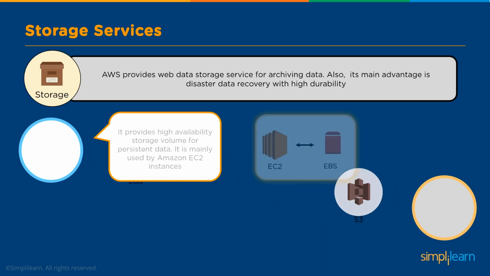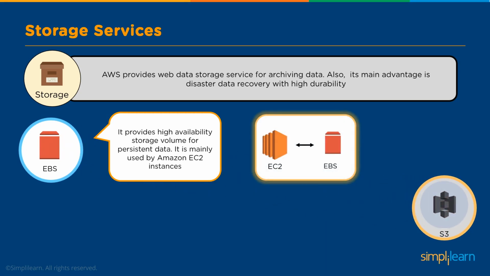Then comes EBS, which is Elastic Block Storage. Now you can understand EBS as a virtual hard drive, which attaches to the EC2, and it provides a high availability storage volume for persistent data. It is mainly used by Amazon EC2 instances.